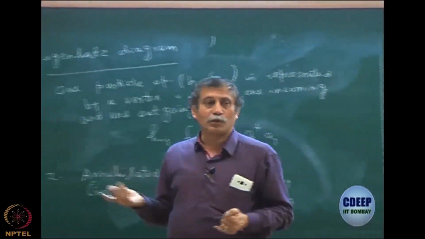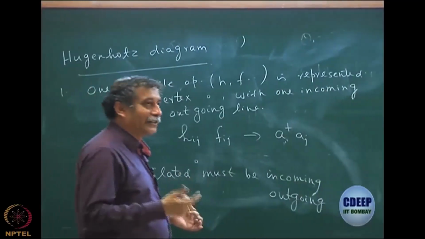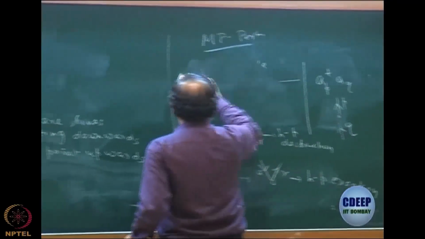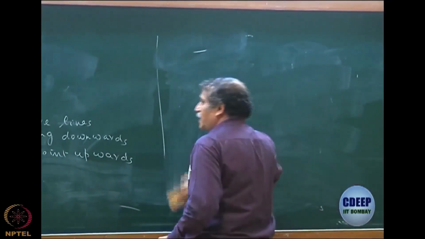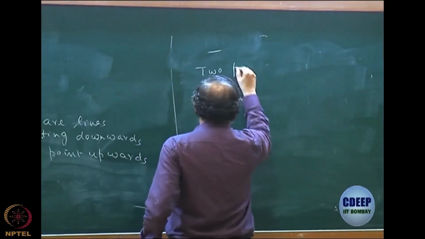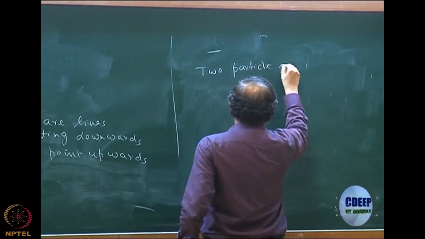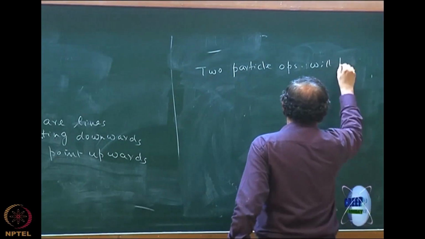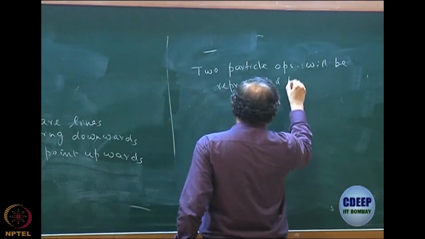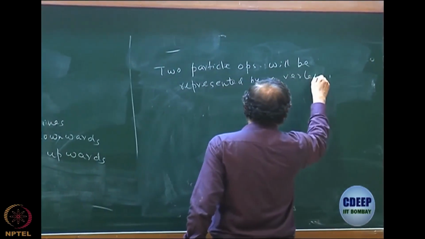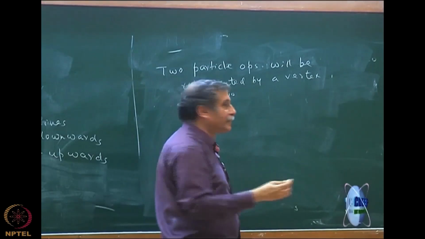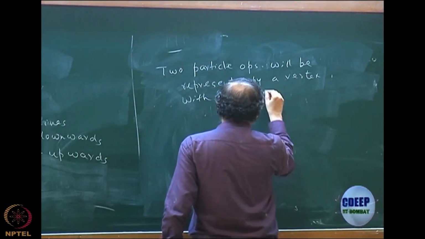Okay, of course you have to go to the 2 particle operator, which is the essential point here, because MP2 has a 2 particle operator. So let me write the further rules for 2 particle operators. Just as here, they will be represented by a vertex with 2 incoming and 2 outgoing lines. Now they can be occupied, virtual, anything. But with 2 incoming and 2 outgoing lines.